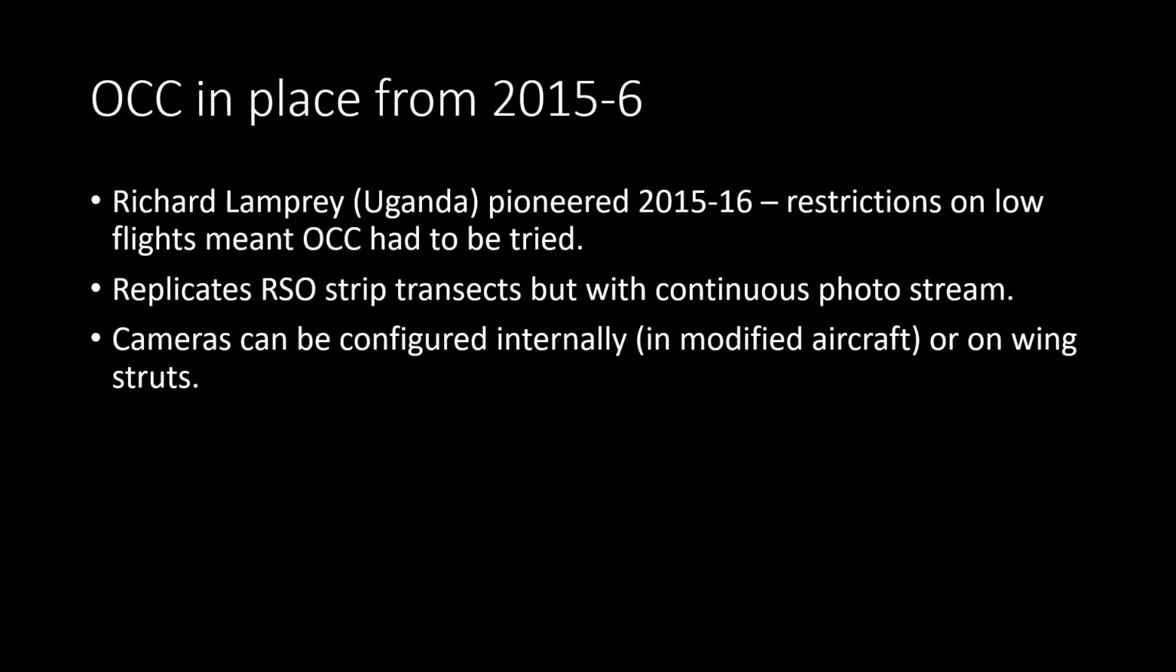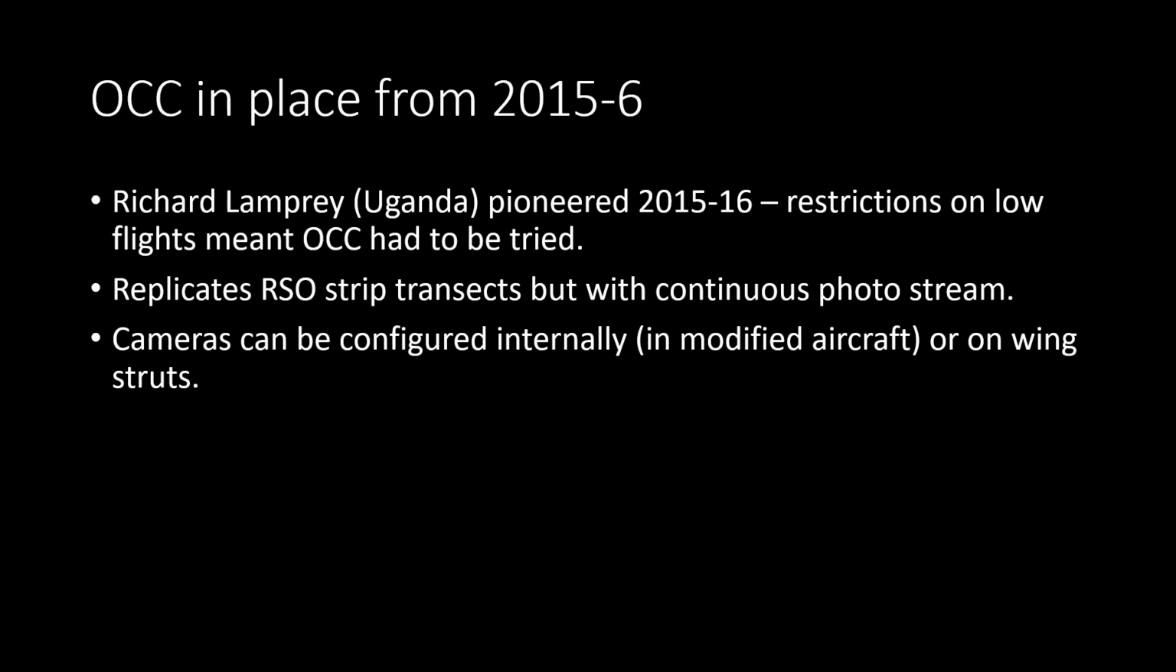So Richard Lamprey went to conduct surveys in Uganda in 2015 and was given a restriction that, because of the funder, nobody was allowed to fly lower than about 500 feet above ground level, which was too high for the human eye to work. These restrictions meant that oblique camera counts had to be tried out, and Richard experimented and has managed to implement it successfully.